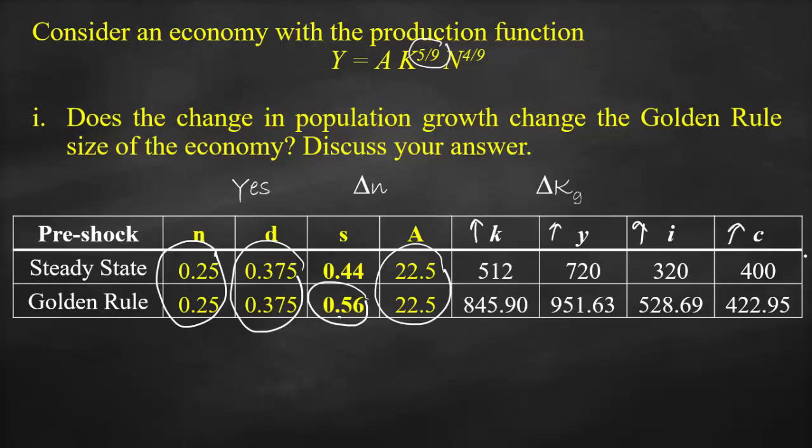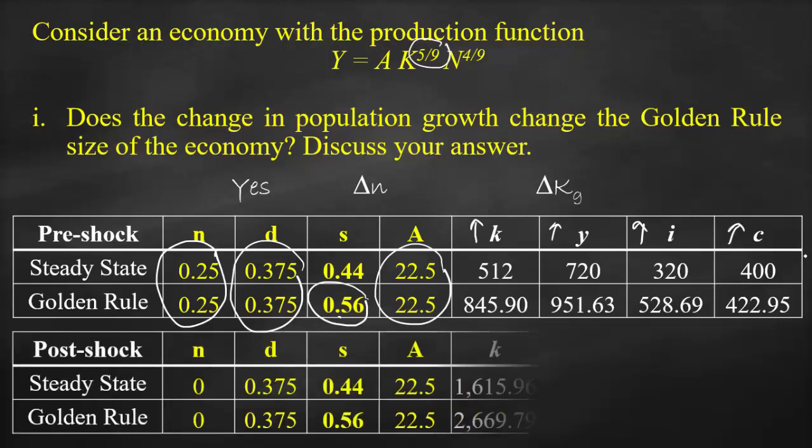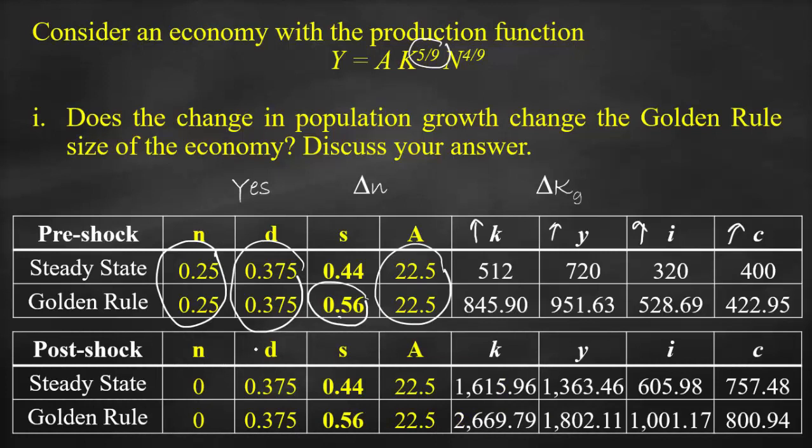Then I will make another comparison post the shock. So now I changed n to be 0, but still the same depreciation rate and the same technology. Still the only difference is our saving rate is the original one at steady state, which is 0.44, and now I change it to be our theta, which is 0.56. What will happen to K? Capital per capita will increase.